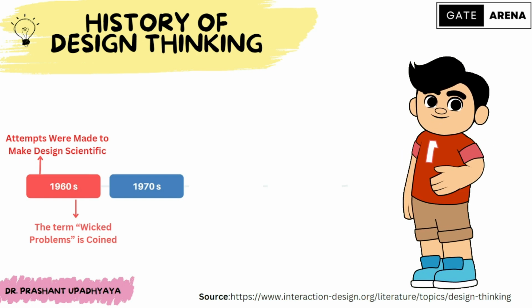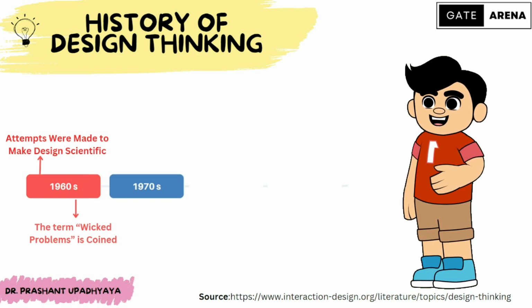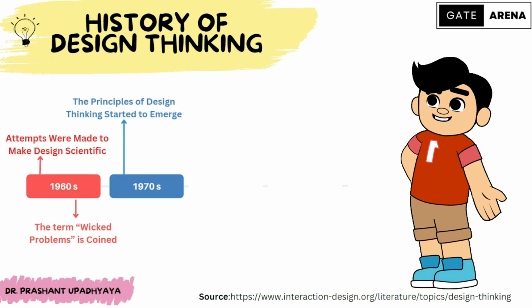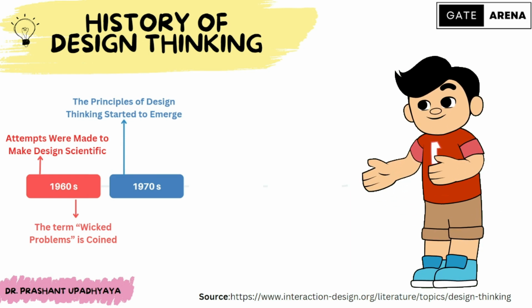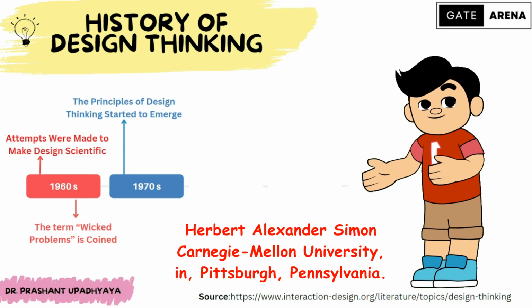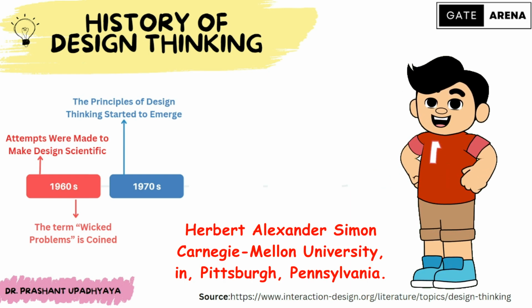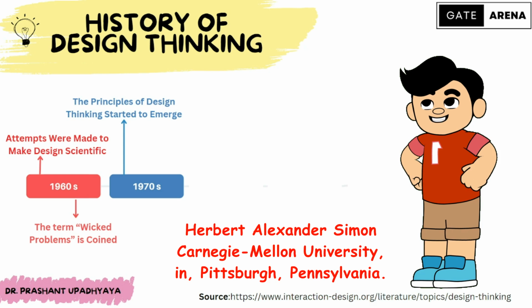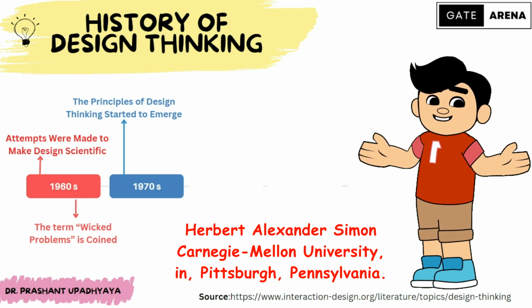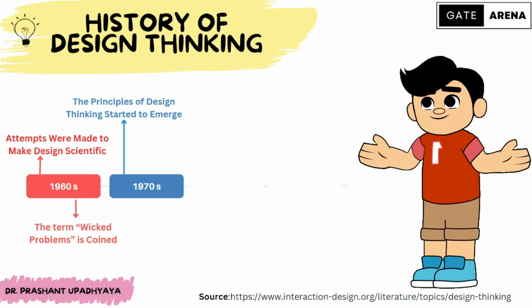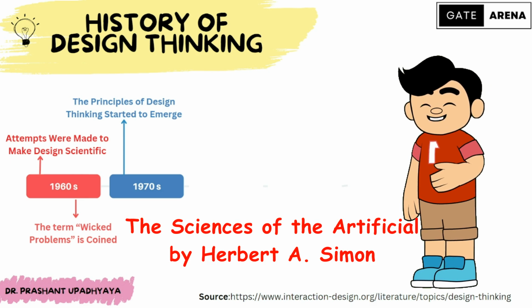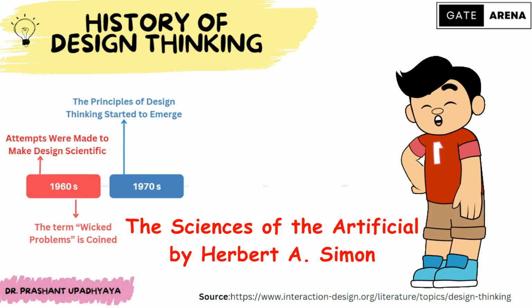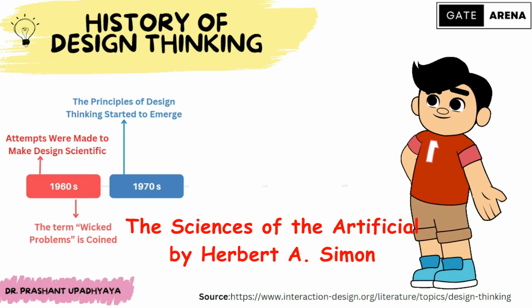Further, when we move ahead to the late 1970s, the principles of design thinking started to emerge. In this era, the cognitive scientist and Nobel Prize laureate Herbert A. Simon was the first to mention design thinking as a way of thinking in his book, The Science of the Artificial, where he focused on the approach of rapid prototyping and testing through observation.